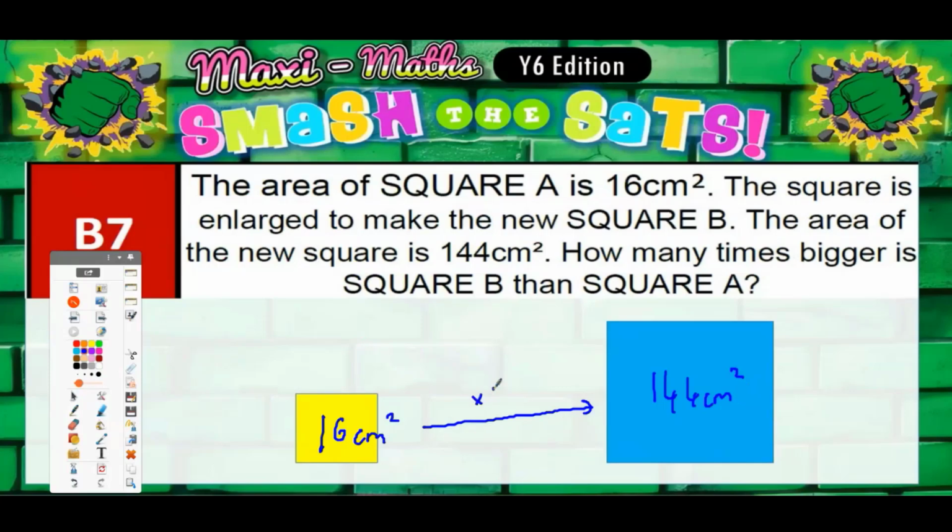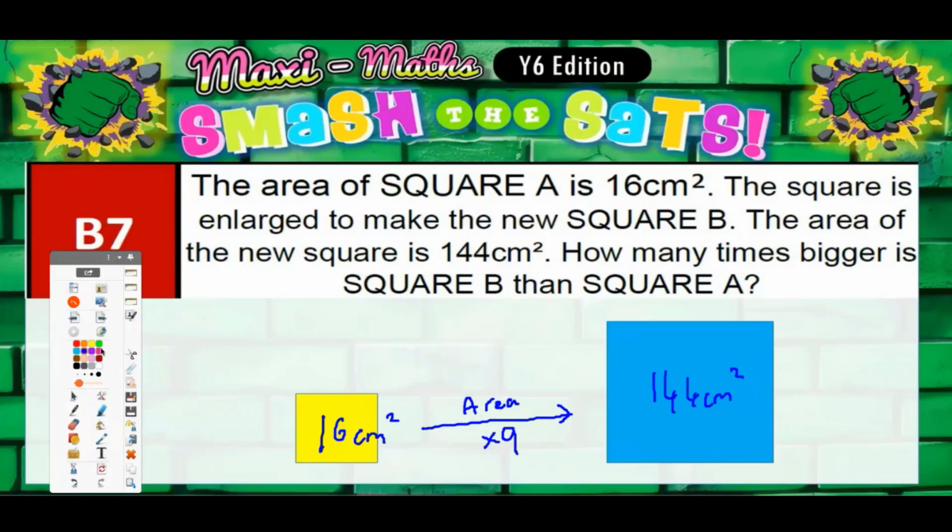Well, if it was times 10, that'd be 160, and obviously that's too big. So if you knock 16 off of 160, that would be times 9. Knock 16 off 160 is 144. So it must be times 9. So it's basically going to be 9 times bigger if you're looking at the area.